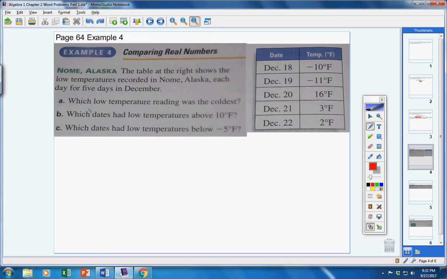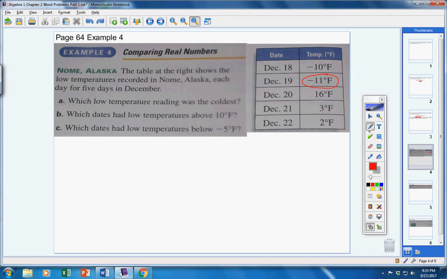So question 1, which low temperature reading was the coldest? Now here's a thermometer, of course. We know that here's 0, and the further you go down in the negatives, the colder it gets. The higher you go in the positives, the warmer it gets. So with that in mind, we're looking for the coldest temperature. Alright, well, that would be negative 11. That's the one that would be the furthest down on a thermometer. Negative 11.